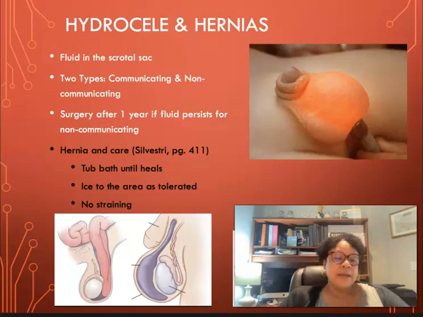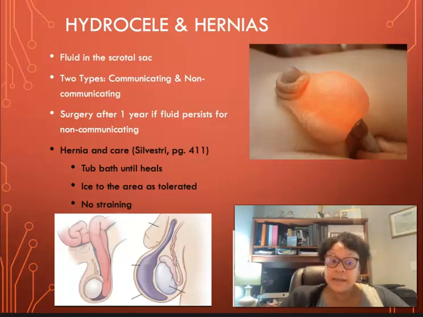Once the child has this type of surgery for an inguinal hernia, we usually give them some ice, some cool compresses to the area as tolerated. The children are not able to strain. We say this with adults too, but for children, it means we probably have to put them on something so that their stooling is very easy, because children can get very dehydrated.